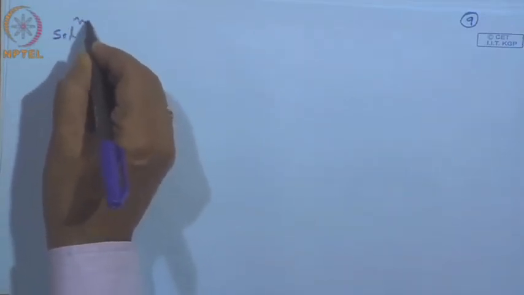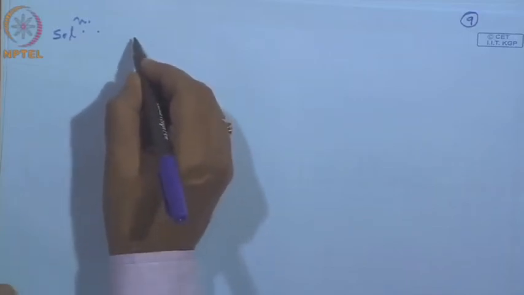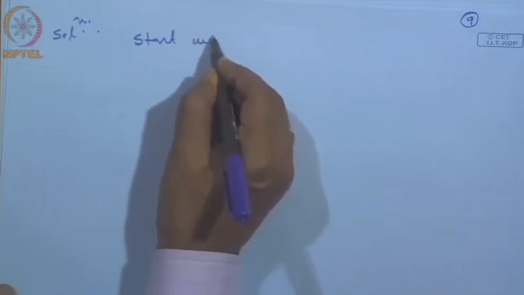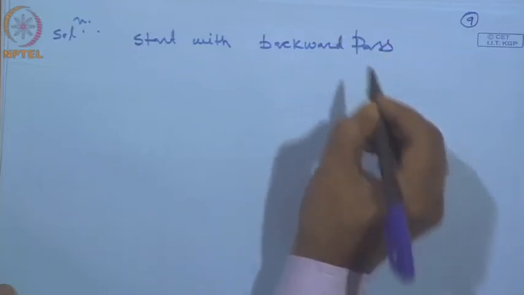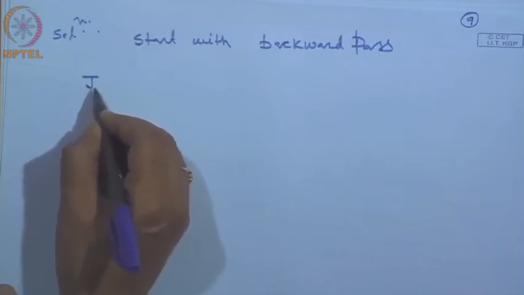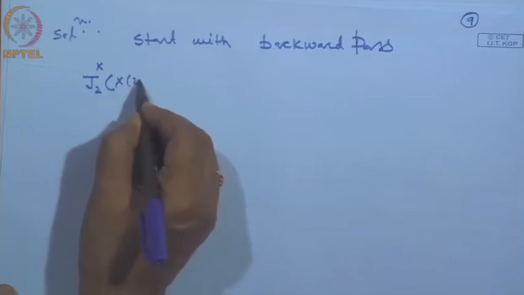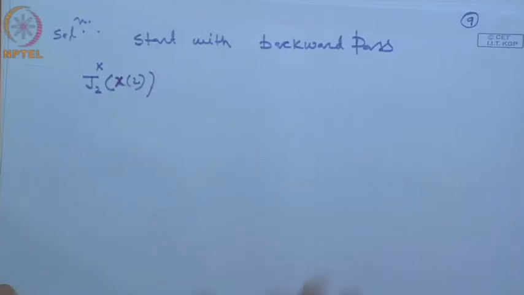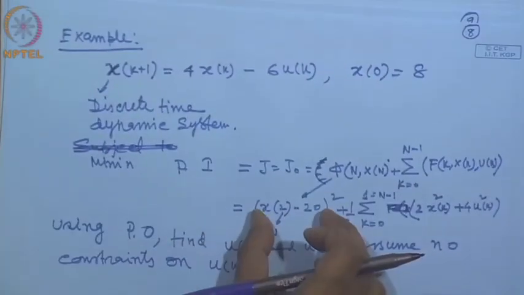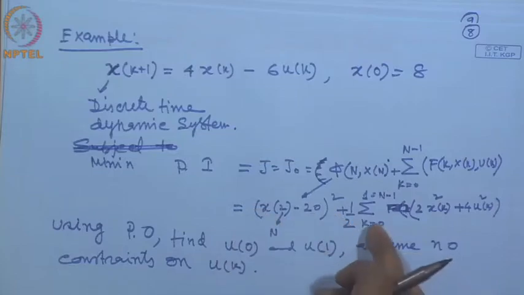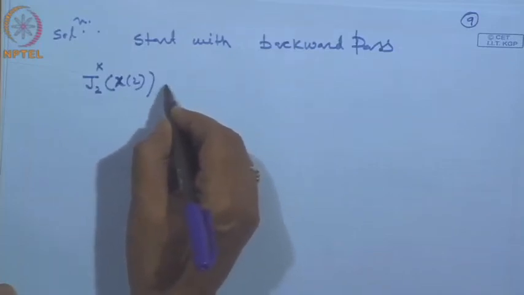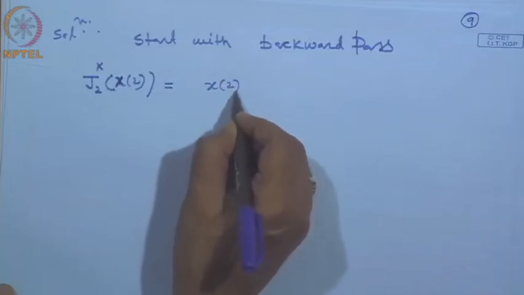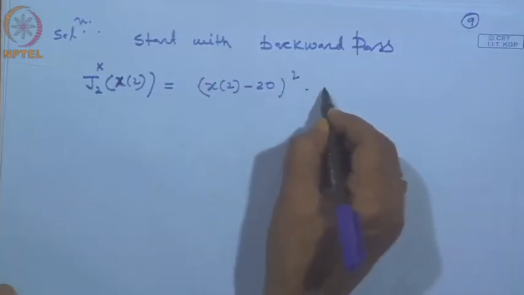Solution. We start with the backward pass. If you recollect, J 2 star of x 2, small x 2, means the terminal cost required, and our terminal cost is that one only. Because k is equal to 2, and for k equal to 1 this expression is not valid. So what you write for this is our terminal x of 2 minus 20 whole square, which is equal to our terminal cost.